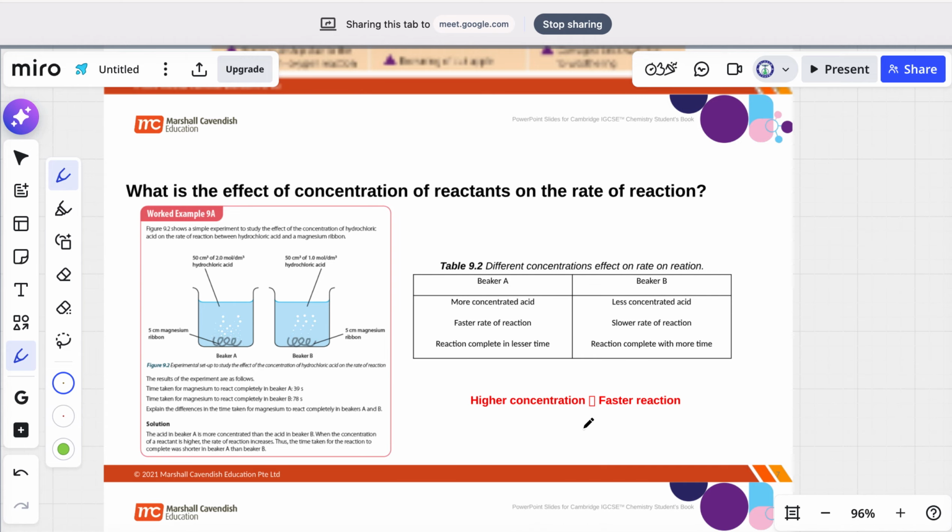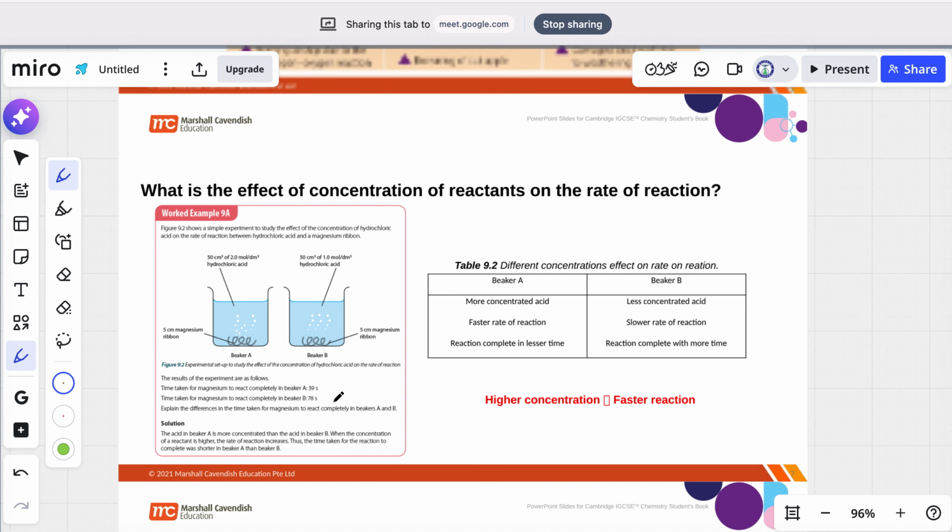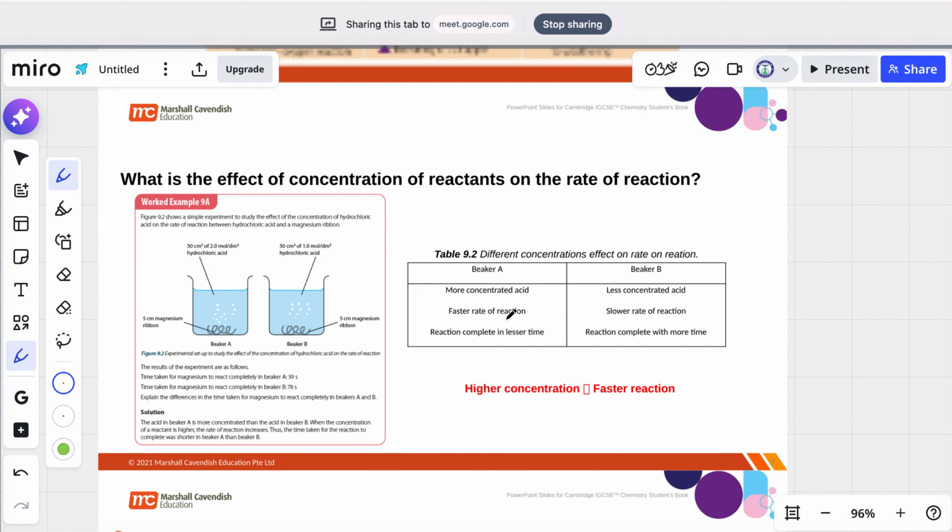Now, here are the effects of concentration. We are taking them one by one. I think I have explained all of this. This table shows the different concentration effects on the rate of reaction. Let's take a look at this one. Say more concentrated acid, beaker A, what happened? Beaker B, what will happen to the rate of reaction? Faster rate of reaction. The reaction will happen faster.